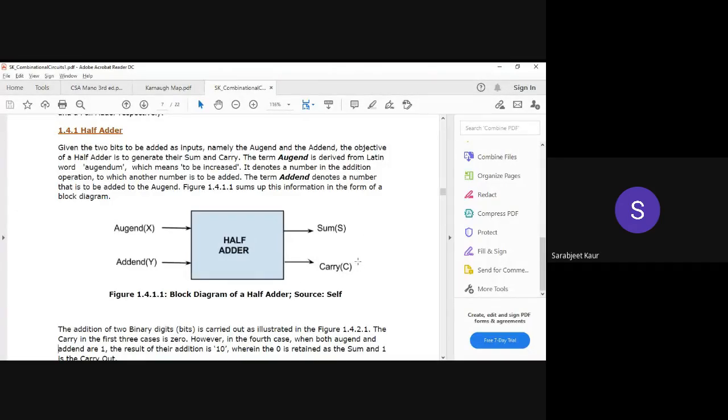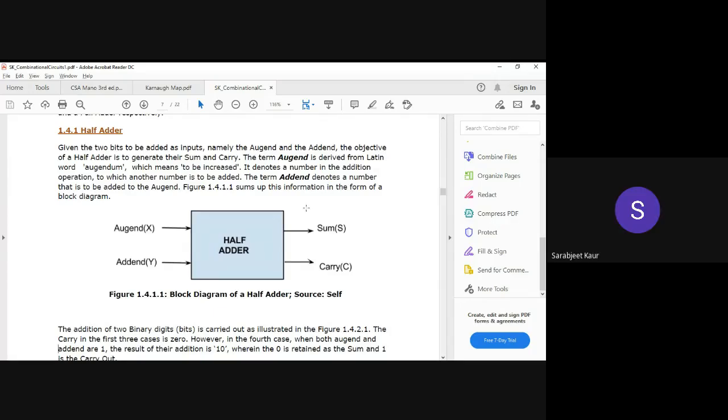The term augend is derived from the Latin word augendum, which means to be increased. It denotes a number in the addition operation to which another number is to be added. The term addend denotes a number that is to be added to the augend. Figure 1.4.1.1 sums up this information in the form of a block diagram.